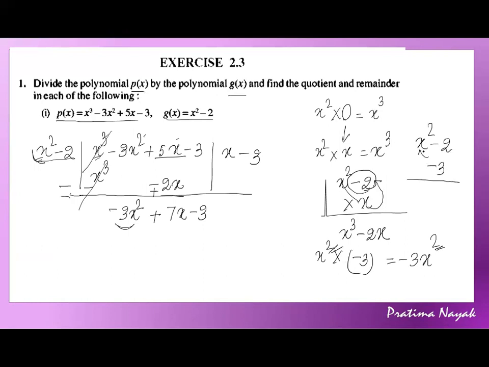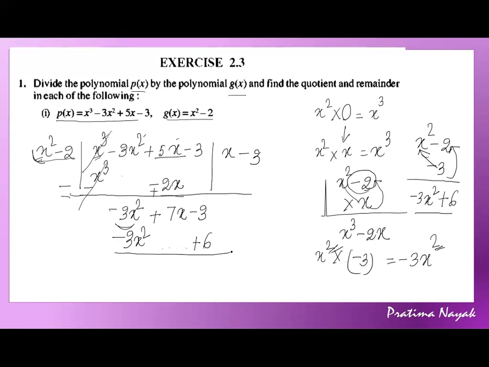So I'll multiply, I'll get minus 3x square, and minus 3 multiplied with minus 2, I'll get plus 6. Then I'll write these two terms below the remainder I got in the last step. So it will be minus 3x square and plus 6. No x is there, so this place will be left blank. I'll go for plus 6 here.